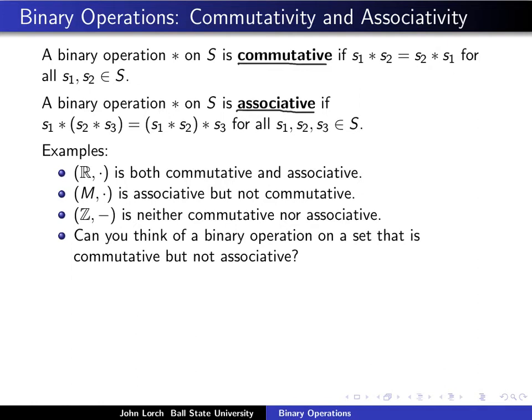So then moving on to the integers under subtraction. This is a very, very poorly behaved binary operation. Subtraction is neither commutative nor associative. So now a little challenge for you. I'm wondering if you can think of a binary operation on a set that is commutative but not associative. So maybe you want to pause for a moment and think about that.